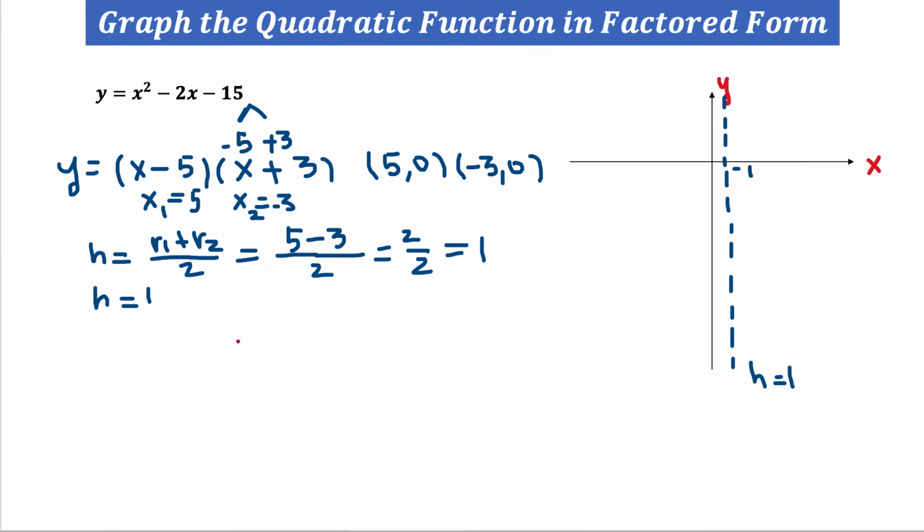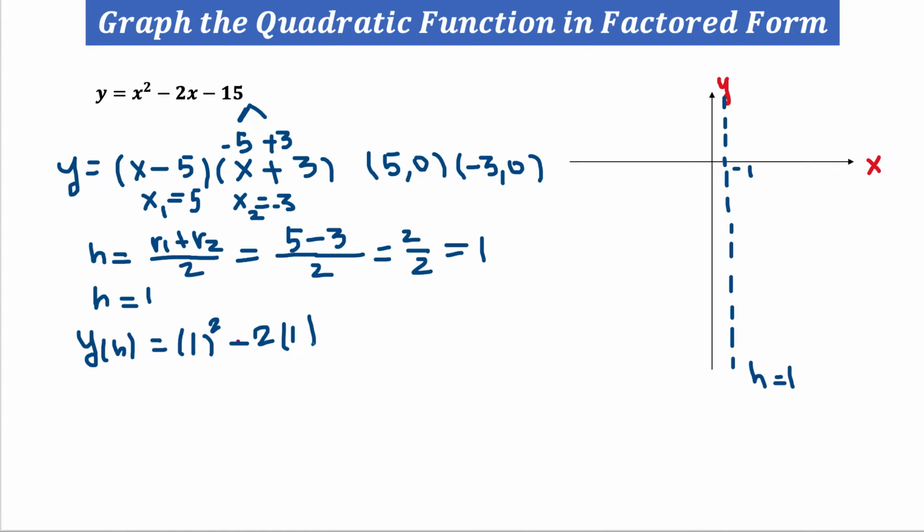Now we want to find f of h, but in our case we denoted this function with y, so let me write y of h. Whenever I have an x, I am going to plug in the value of h. In this case I have x squared, so I am going to plug in 1 squared. And then I have minus 2 times x, so I plug in minus 2 times 1.